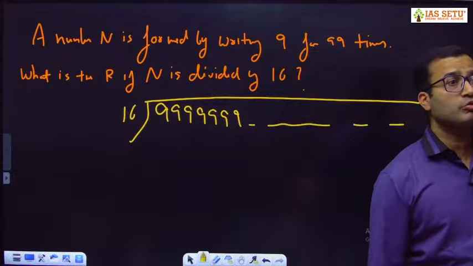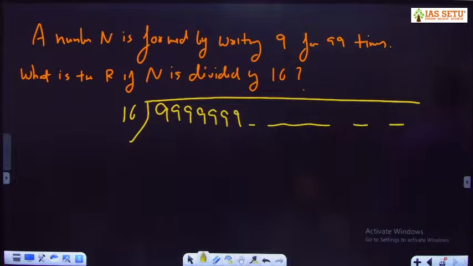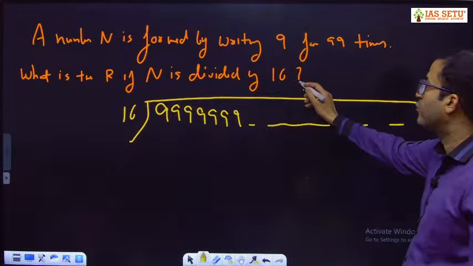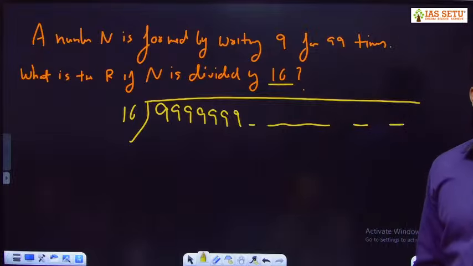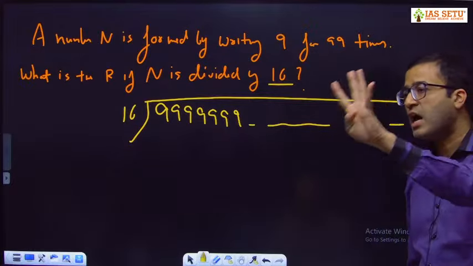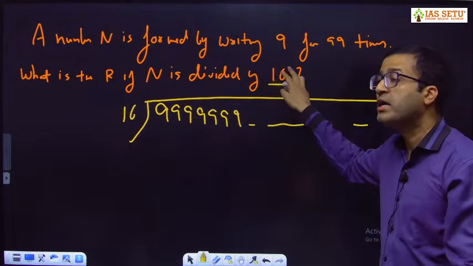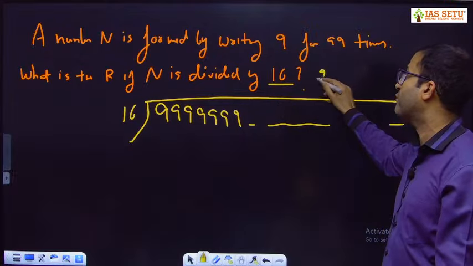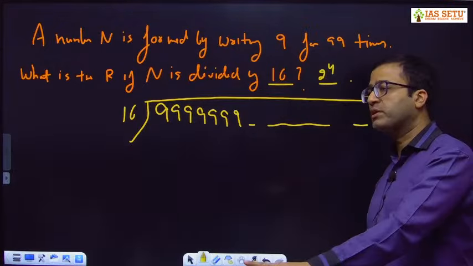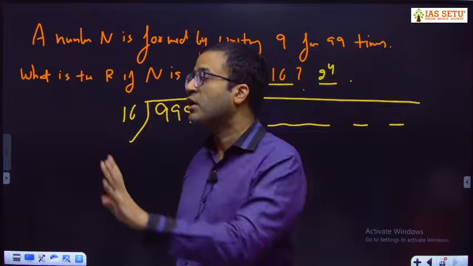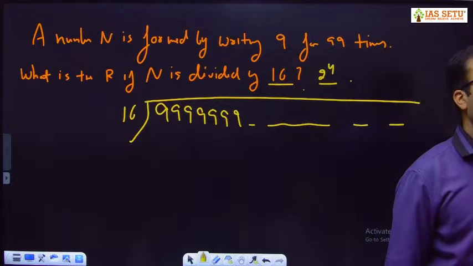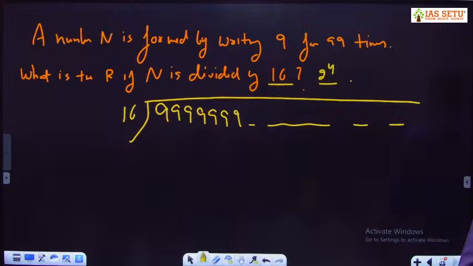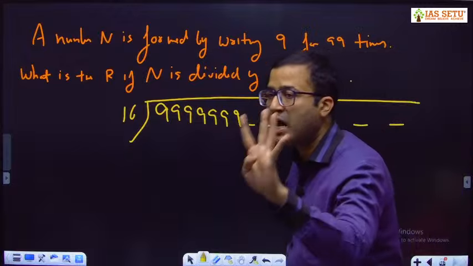If you think you have to check the complete number, better leave this question. But the concept is, for divisibility of 16, whatever the number may be, you have to check only the last 4 digits. Why? Because 16 is 2 to the power 4. For divisibility of 2, only the last digit is sufficient. For divisibility of 4, only the last 2 digits are sufficient. For divisibility of 8, the last 3 digits are sufficient. For divisibility of 16, you have to check only the last 4 digits.